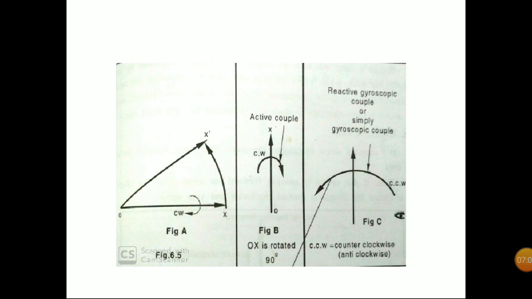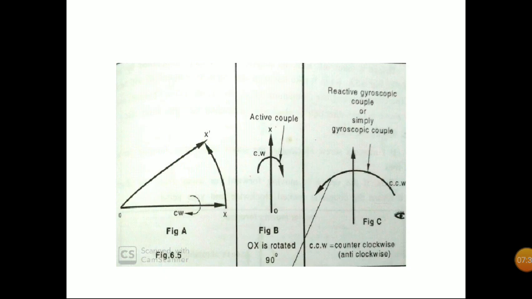And you can see here the active gyroscopic couple, or active couple, is clockwise because the rotor is rotating in the clockwise direction. For the reactive gyroscopic couple, or simply when we mention gyroscopic couple, we have to take the opposite sense of rotation. Here the rotor is rotating in the clockwise direction, so for the reactive gyroscopic couple, we have to take the counterclockwise direction.